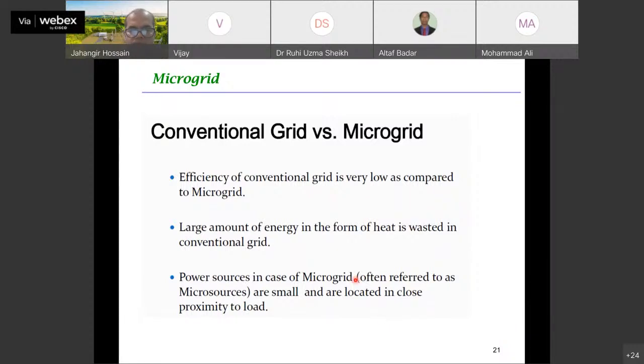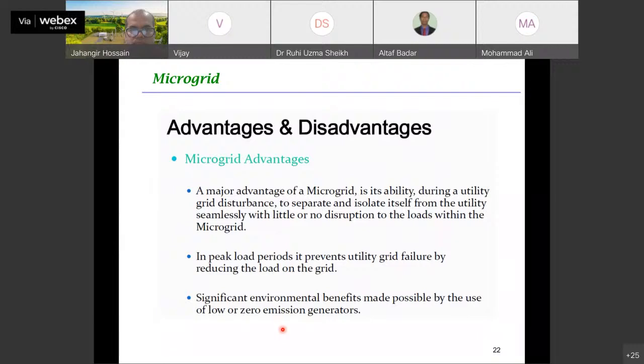And power sources here, as I say, are in most cases micro sources, very small and connected close to the load center. That's why it's more economical. And also when there is any problem in the main grid, you can disconnect the microgrid and you can supply the local community, mainly you can supply the critical load. That's why it will be more reliable and resilient.